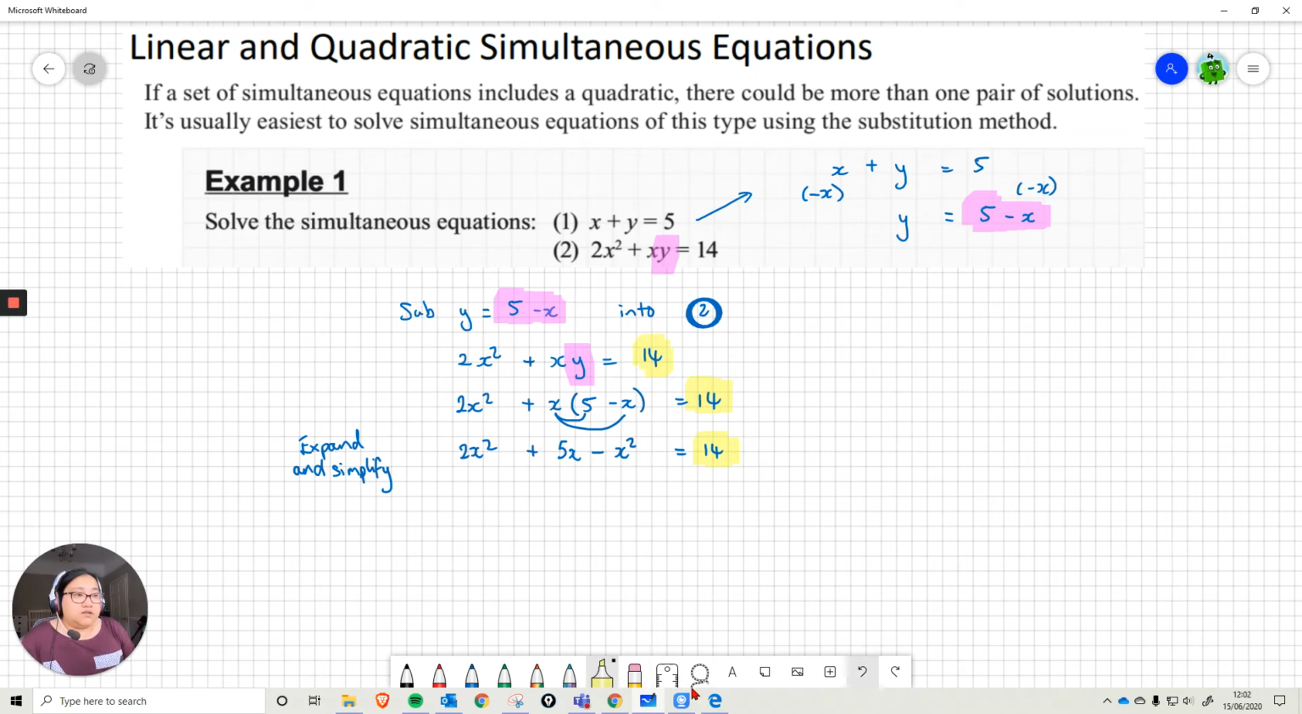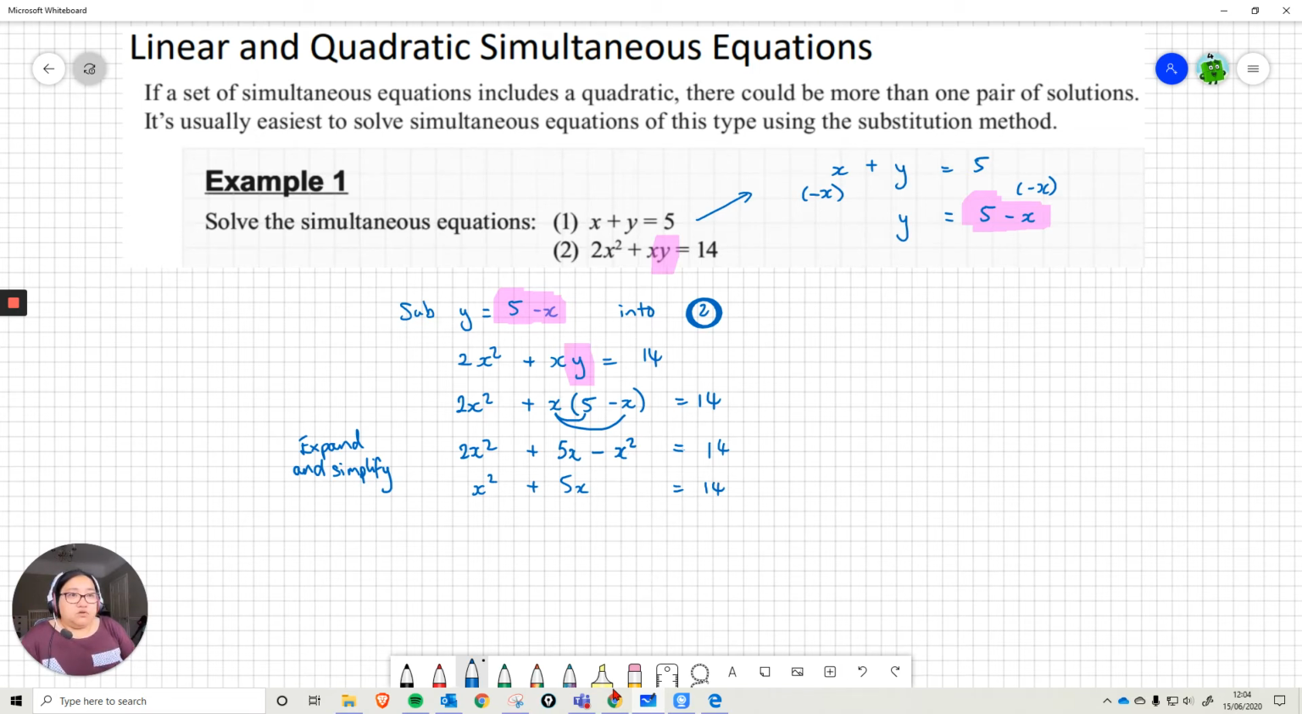Because they forget it's there, they tend to just write 2x squared plus 5x minus x squared. And then they panic because they no longer have an equation and they've got an expression, so they're not sure what they're doing. So please remember both sides of the equation. Because I've expanded the bracket, now I'm going to simplify. I've got 2x squared terms here. 2x squared minus 1x squared leaves me with a single x squared plus 5x equals 14 still.